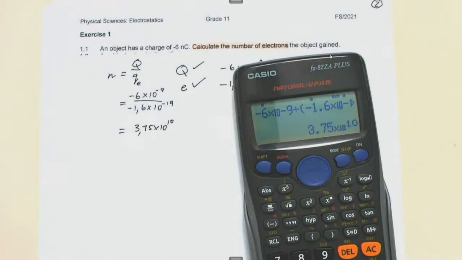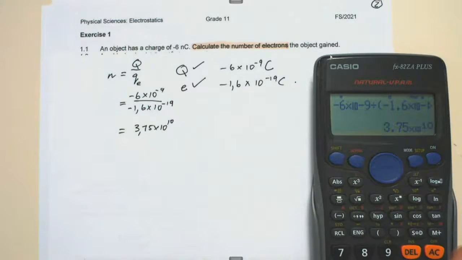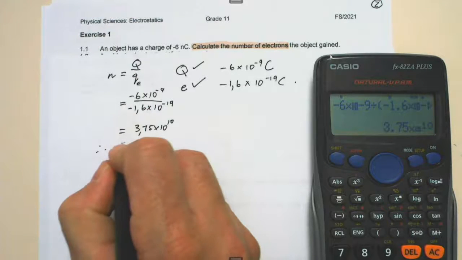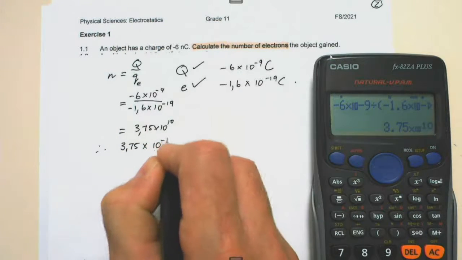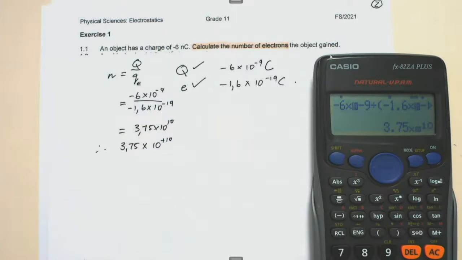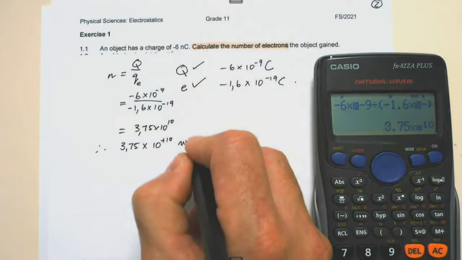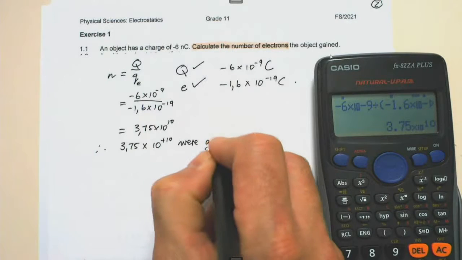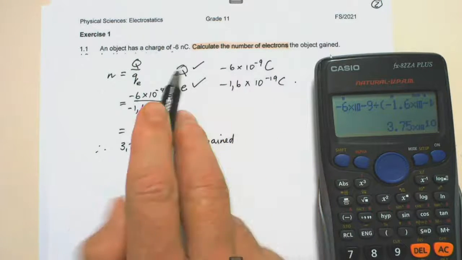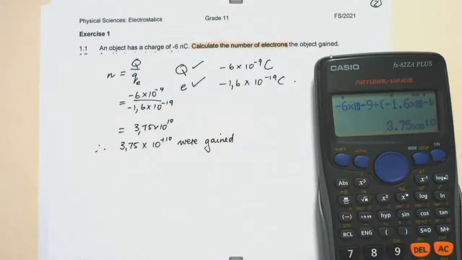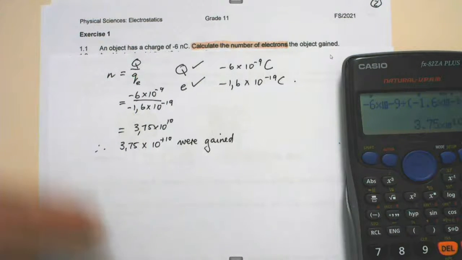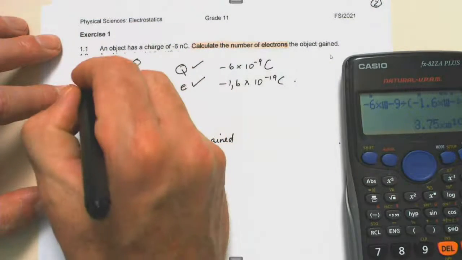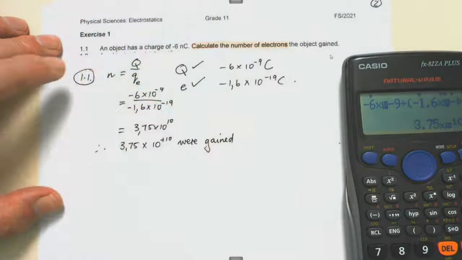That's my answer. And now it's very good practice to say, thus this number of electrons, sorry, it's plus, were gained. And I knew it were gained because that charge was negative, so it had to gain electrons. So it's a huge number of, it's millions and millions and millions. Alright, so that was 1.1, and now let's go to 1.2.